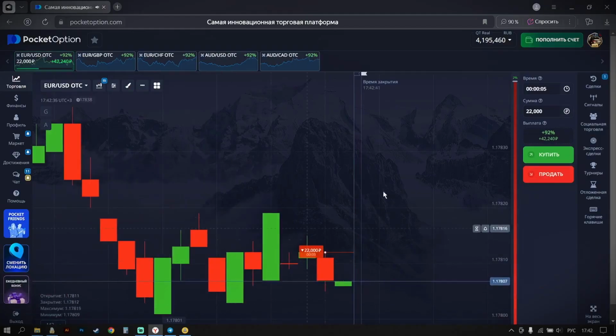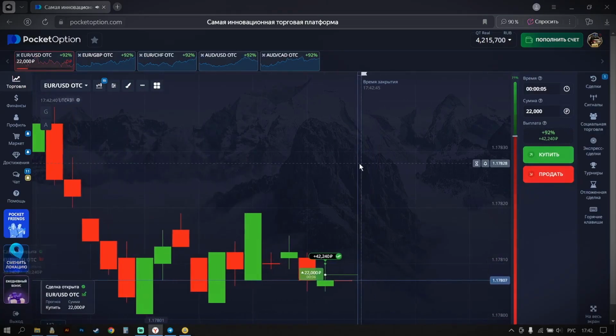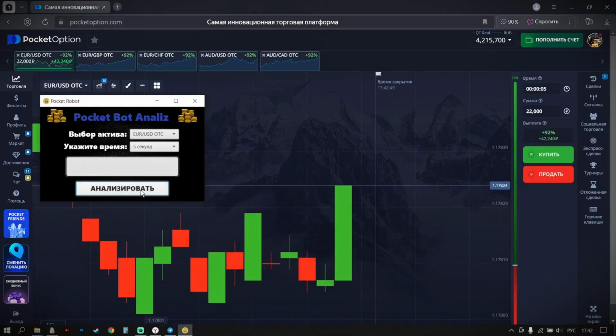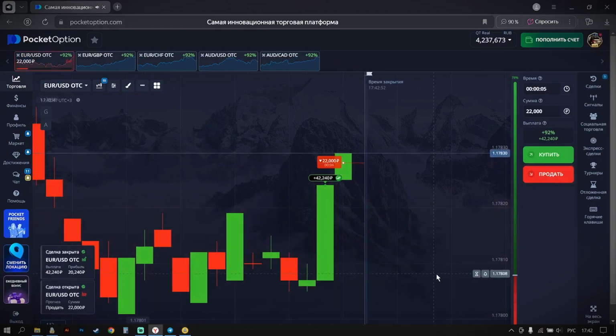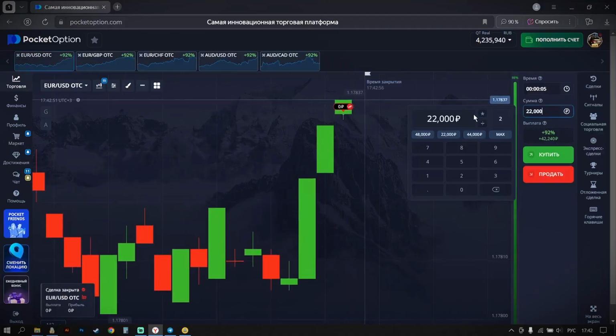The trade is open, waiting for the result. It should ideally close in profit. The next trade is an upward one for 22,000 rubles, opened based on the robot signal, and this trade also closes in profit. The next trade is a decrease, opened for 22,000 rubles, and we also wait for the result.